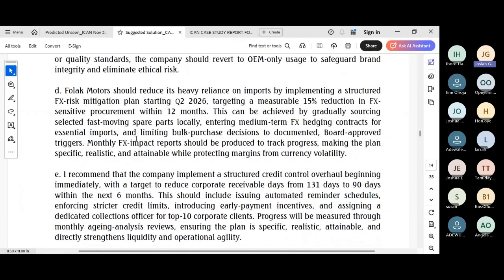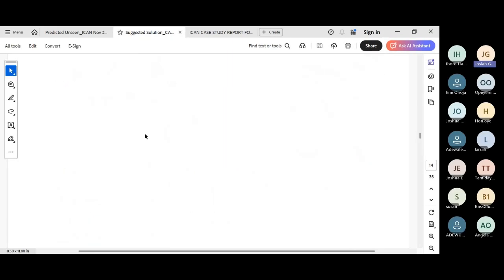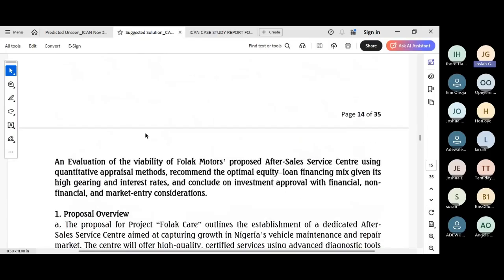The fourth one is the issue of heavy reliance on imports, by implementing a structured Forex risk mitigation plan starting Q2 2026, targeting a measurable 15% reduction in FX procurement within 12 months. And we gave the recommendation and we were clear. So all our recommendations are SMART. Please take note as you write recommendations to make them SMART. Let it not be vague.